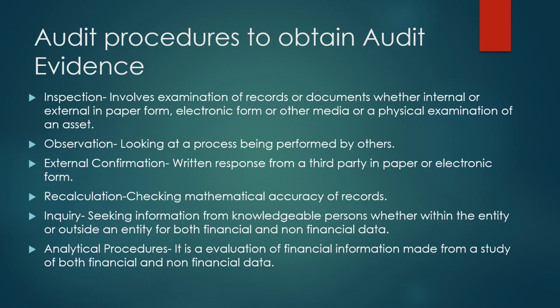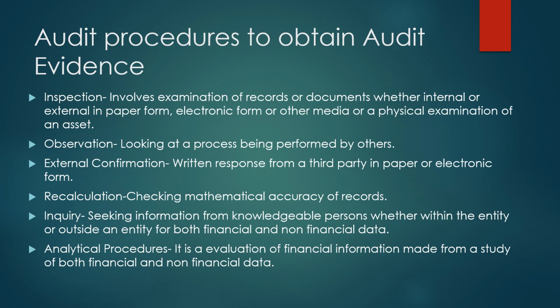Now, what are the audit procedures to obtain audit evidence? The first one is inspection, which involves examination of records or documents, whether internal or external, in paper form, electronic form, or other media, or a physical examination of an asset. The next one is observation, which means looking at a process being performed by others.